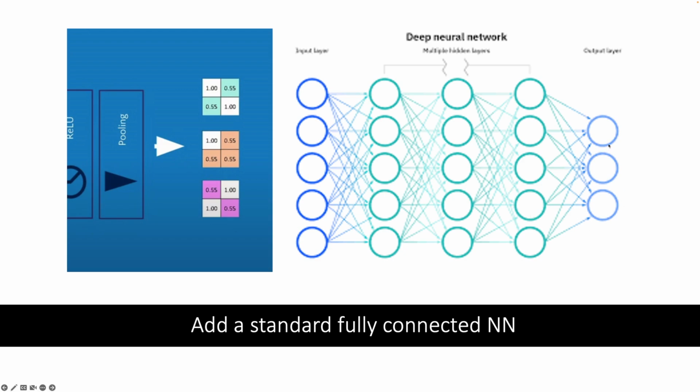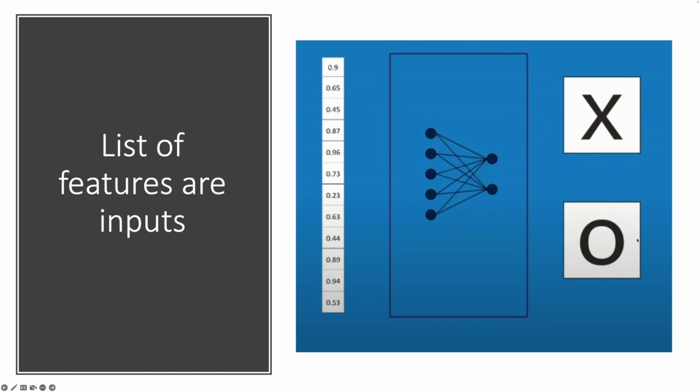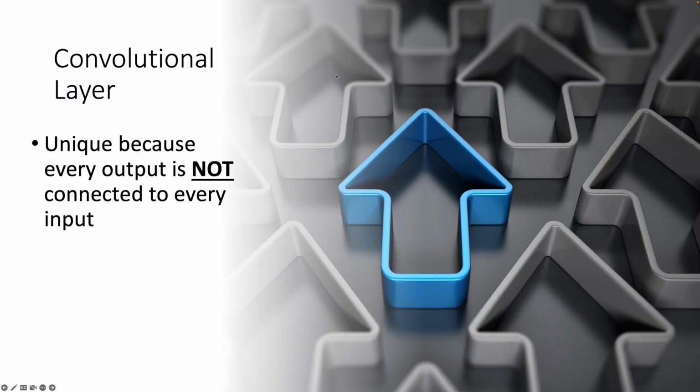Now, if we were just trying to determine an X or an O, we would only have 2 outputs here. So this is showing us picking up from where the convolutional layer stops and the fully connected layer starts. We see that 0.9, 0.65, and so forth.